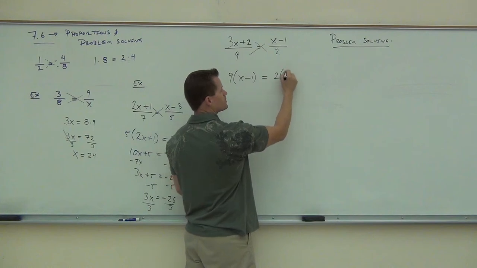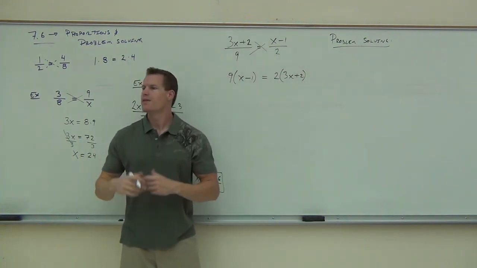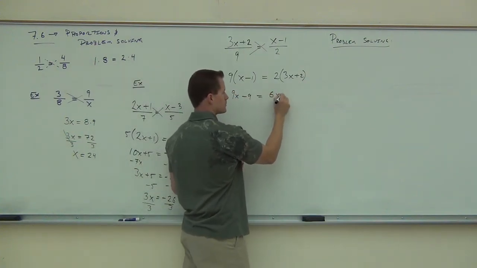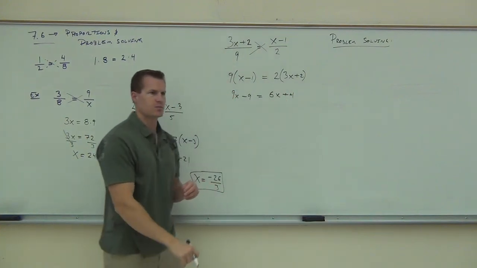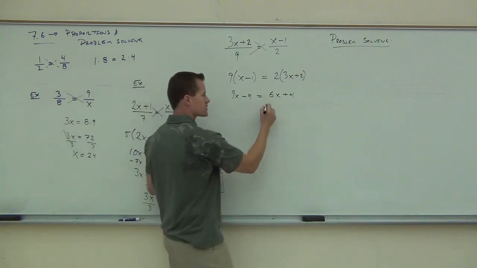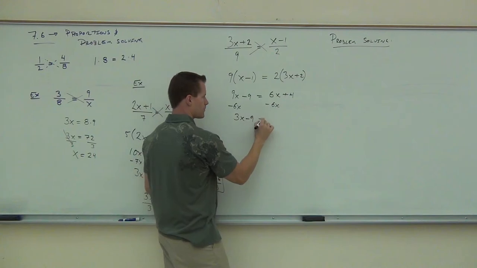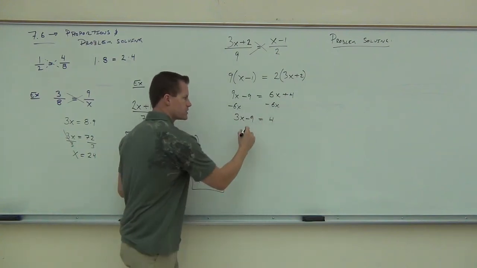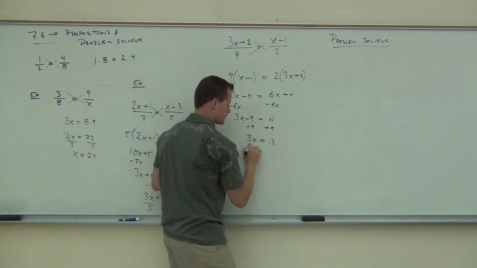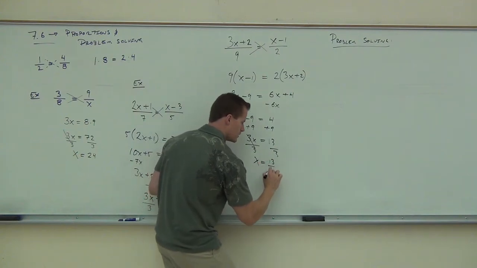And then 2 times 3x plus 2. Did you make it that far? Cool. Then we distribute. We all know how to distribute. That's not a problem. We're not going to get everything to one side. We're just going to subtract a smaller variable in this case. We'll get rid of our constant term. Last step is always to divide when I have a coefficient. We're going to get 13 over 3.